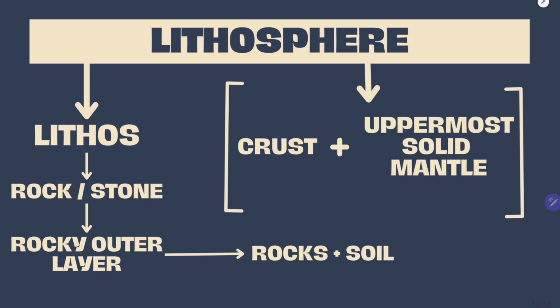Before we look at continents, let's quickly recap what we've seen so far. We saw the meaning of lithosphere. Lithos in Greek means rock or stone. Hence, the lithosphere refers to the solid rocky outer layer of the earth. This is made up of rocks of the earth's crust and a thin layer of soil. In geographical terms, lithosphere refers to the crust and the uppermost solid part of the mantle.